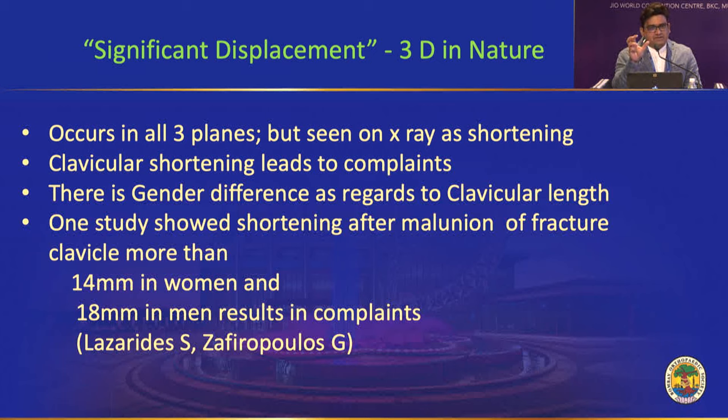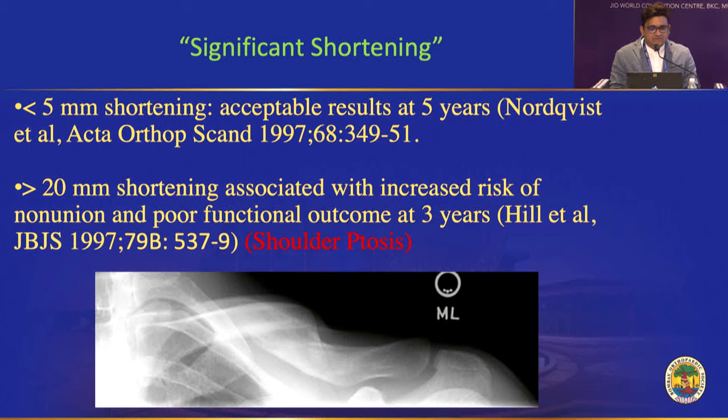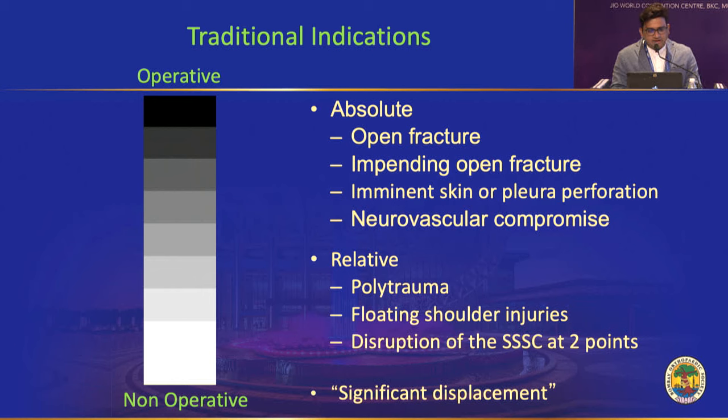So there is a shortening which occurs in the clavicle, which is significant if it is more than 2 centimeters. If it is less than 5 millimeters of shortening, it is very well accepted functionally. But if it is more than 2 centimeters shortening, it can result in shoulder ptosis, and the patient might have complaints of shoulder dyskinesia and other functional limitations. The traditional absolute indications of surgery are open fractures, impending open fractures, and neurovascular compromise. The relative indications are polytrauma patients and floating shoulder injuries. But now one more indication is added, a significant displacement of more than 2 centimeters. We should consider operative fixation.